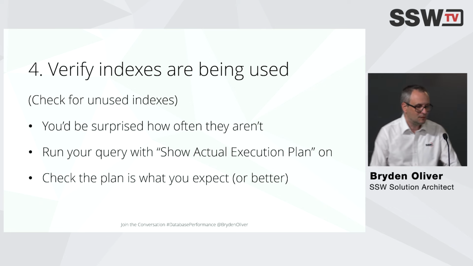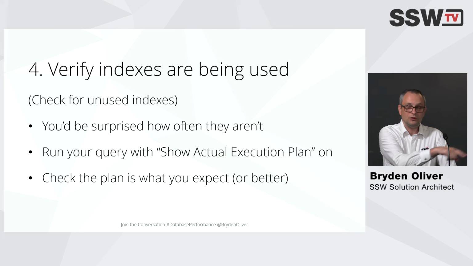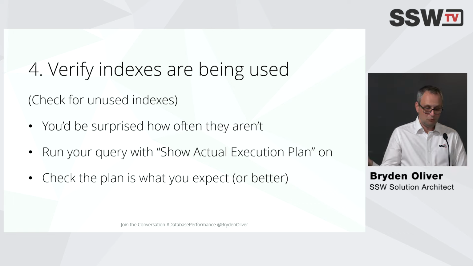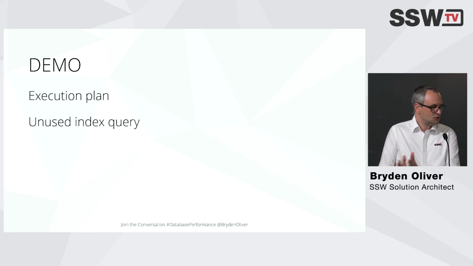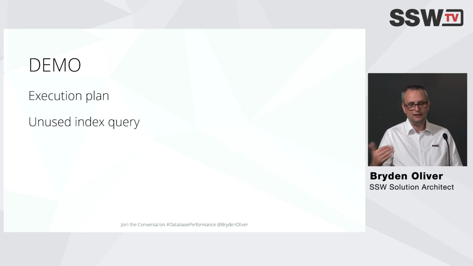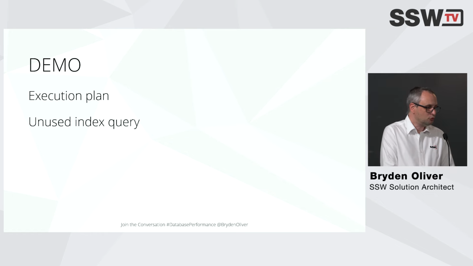So the easy way, if you're able to run the query in Management Studio, is just to run it with show actual execution plan on, and it'll give you back that execution plan that we saw earlier. And you can check that the plan uses the index you expected. Or a better one, because sometimes you find it's chosen an even better index and you go, oh, I didn't think of using that index. So we're going to show you how to do the execution plan. And the more useful one here is how to query the index usage stats so that you can identify which indexes are being used.